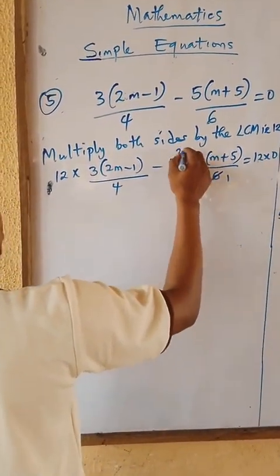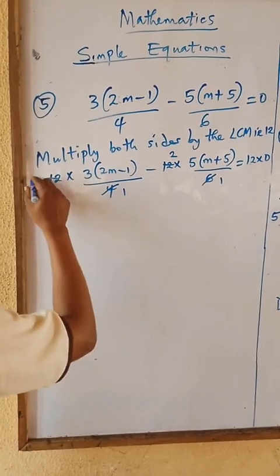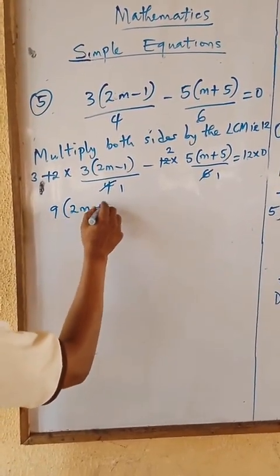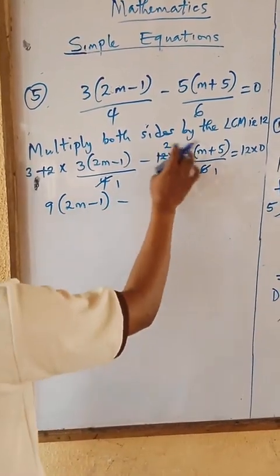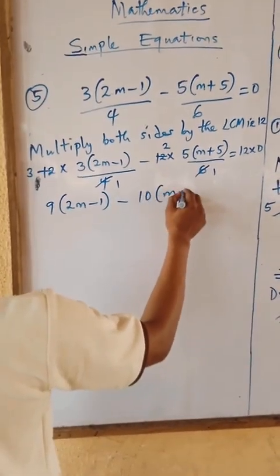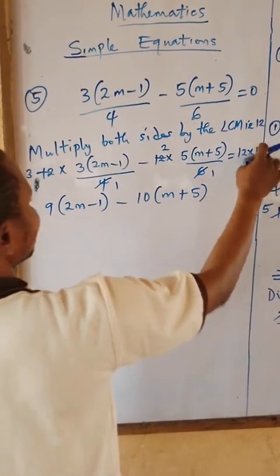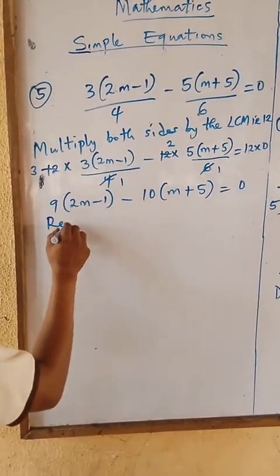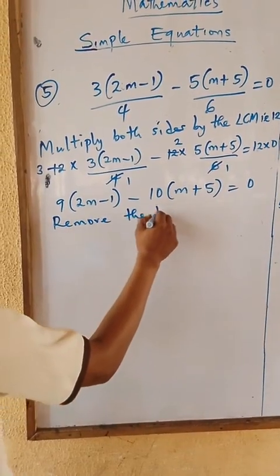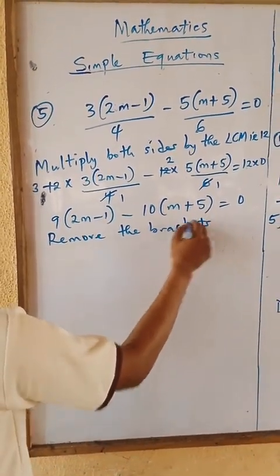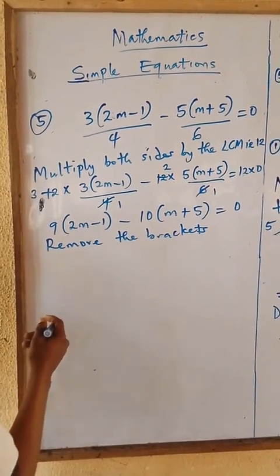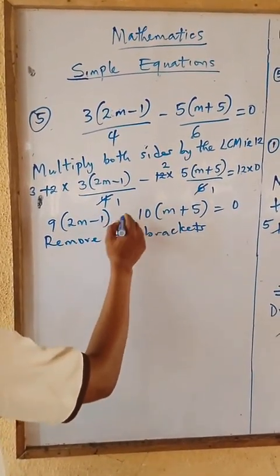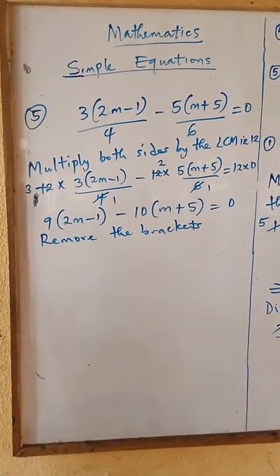6 here 1, 6 here 2, 4 here 1, 4 here 3. So 3 times 3 here will give us 9 into bracket 2m minus 1 minus 2 times 5 here will give us 10 into bracket m plus 5, and 12 times 0 here will give us 0. So we are going to remove the brackets. When we remove the brackets, we are going to use 9 to multiply the element within the brackets here. Then we are going to use minus 10 to multiply the element within the brackets here.